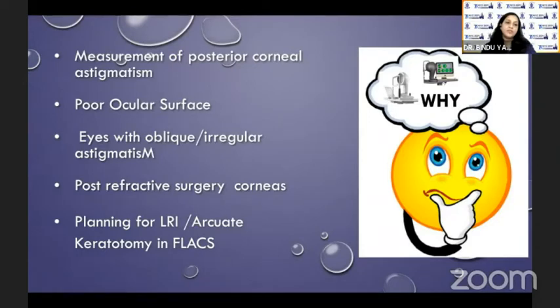For patients who have undergone post-refractive surgery, there are certain things we should look at. And in certain normal eyes with low astigmatism, when we are planning LRI or arcuate keratotomy, then certainly we should use Pentacam in those cases.